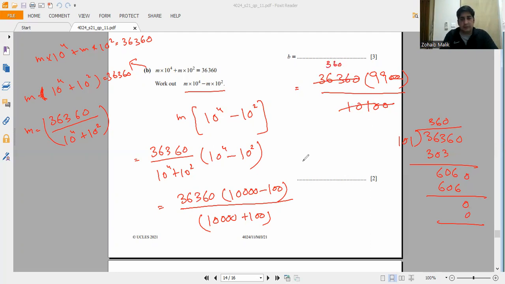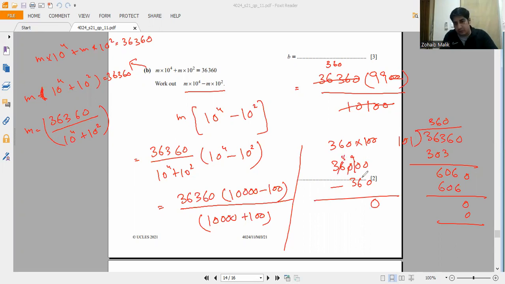And now 360 into 99. If I take 360 into 100, it is 36000. I added an extra 360, so I subtract 360 from it. 0 minus 0 is 0. So now this will be 10, this would be 9, and this will be 5. So 10 minus 6 is 4, 9 minus 3 is 6, then 5 and 3. So this is 35640. 35640 is the answer.